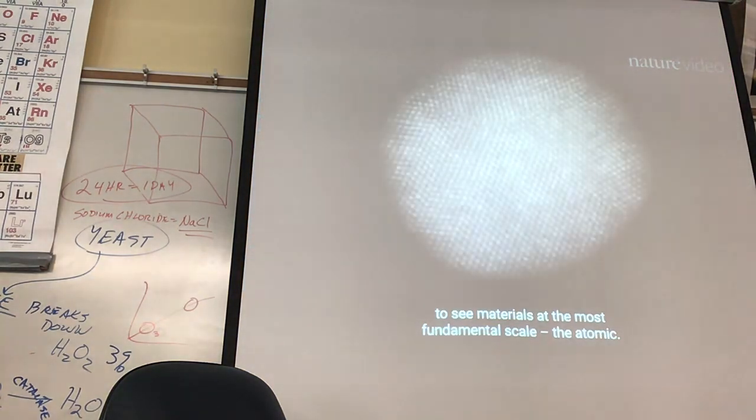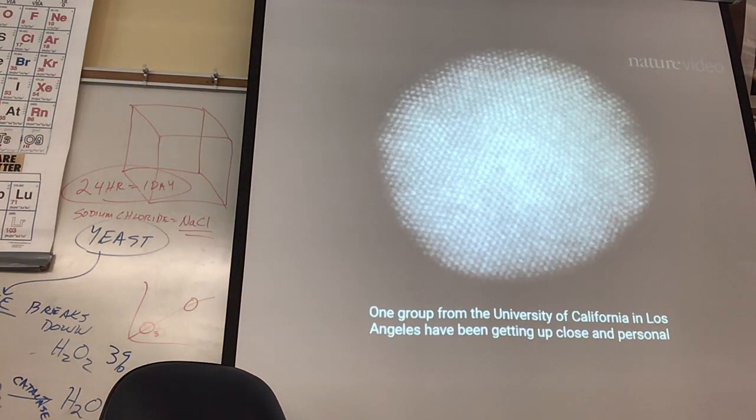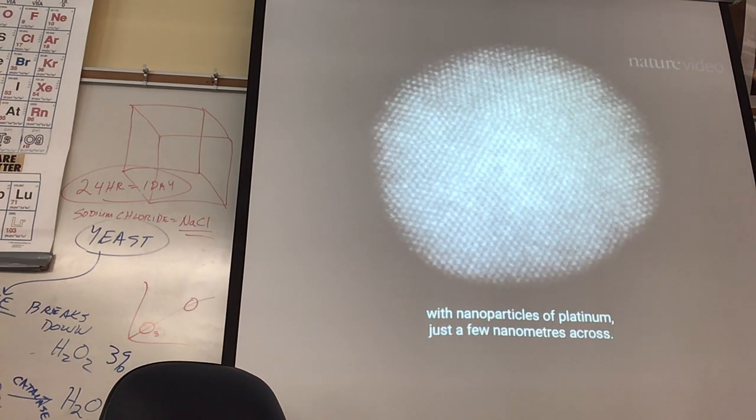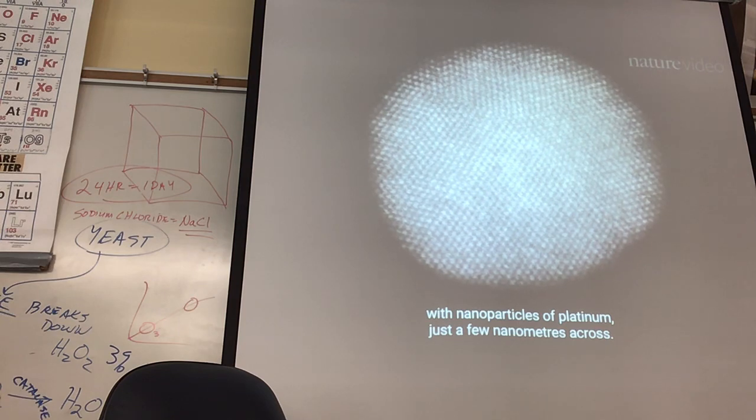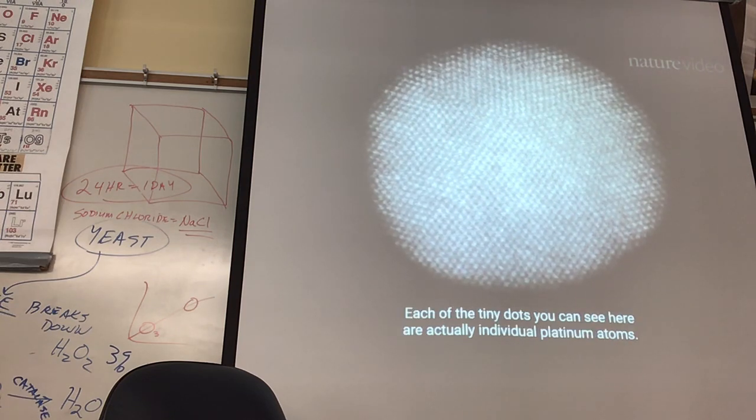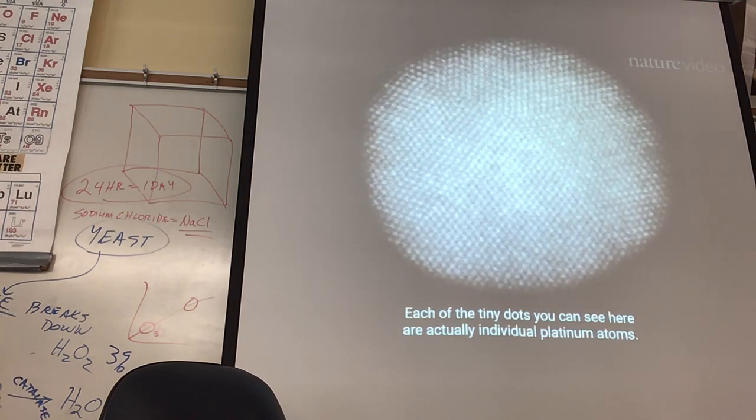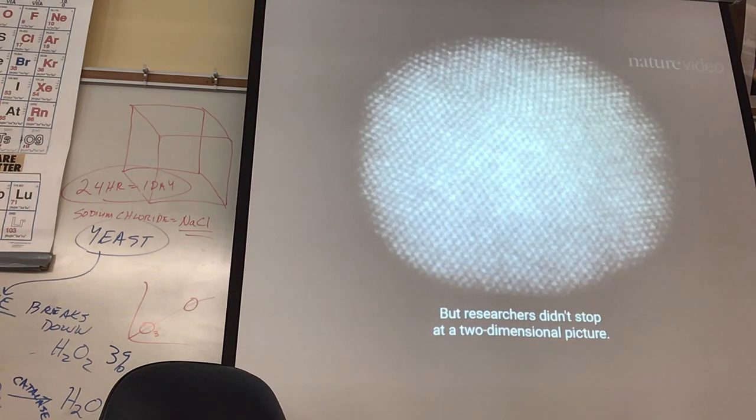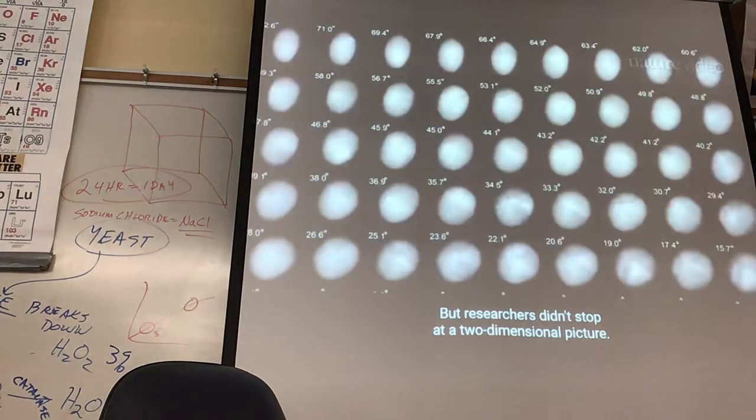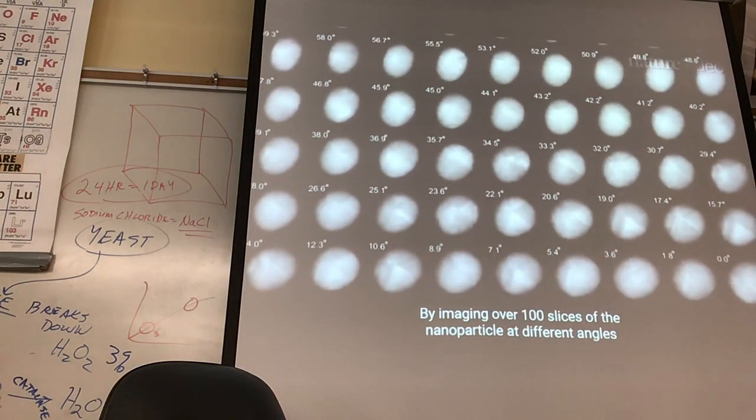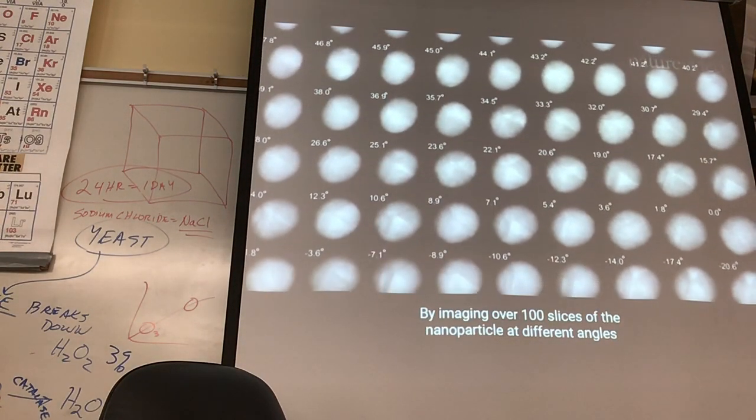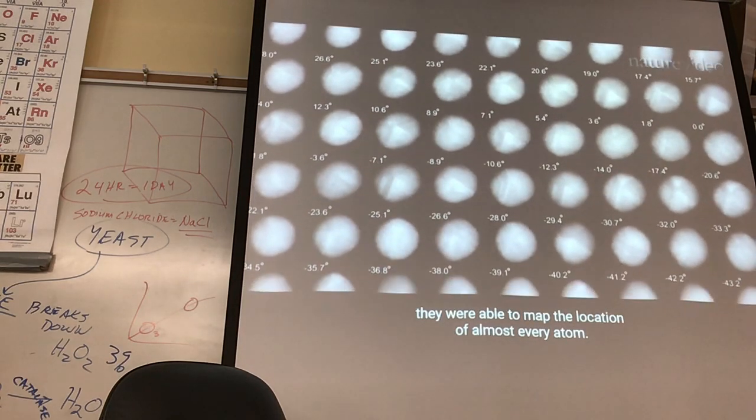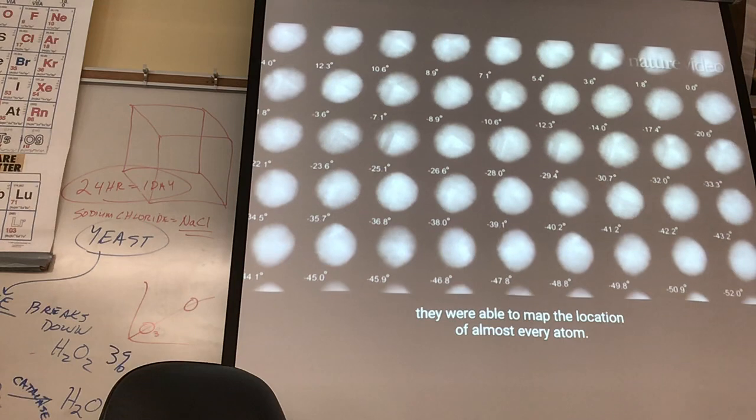Exactly. One group from the University of California in Los Angeles have been getting up close and personal with nanoparticles of platinum, just a few nanometers across. Each of the tiny dots you can see here are actually individual platinum atoms. But researchers didn't stop at a two-dimensional picture. By imaging over 100 slices of the nanoparticle at different angles, then removing the noise with a special filter, they were able to map the location of almost every atom.